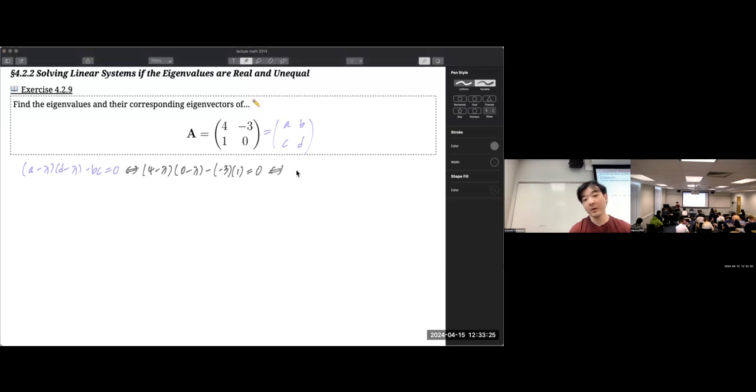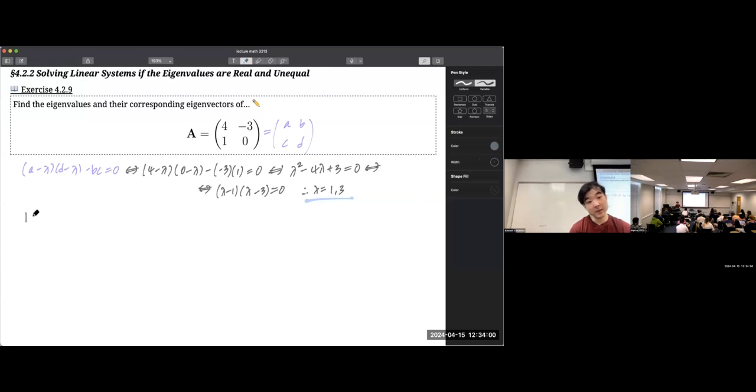This, if you multiply it out, ends up becoming lambda squared minus 4 lambda plus 3 is equal to 0. And this factors as lambda minus 1 times lambda minus 3 equal to 0. So your lambdas are equal to 1 and 3. They're two eigenvalues. For each of those eigenvalues, we could plug it into our original system.